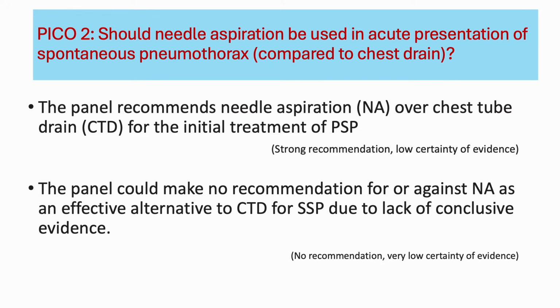The second question is whether you should do a needle aspiration versus a chest drain. The answer is that if it's an initial treatment of primary spontaneous, you can do needle aspiration. It's a very strong recommendation, but this is not the same for a secondary spontaneous pneumothorax. So, although it's a strong recommendation, the evidence is of low certainty because they have looked at 6 RCTs and 2 observational studies. And it's based mainly on the fact that if you do a needle aspiration, the length of stay is shorter, the complications are less. So they think that if you look at the patient's point of view and clinical outcome point of view, even a needle aspiration can be well.